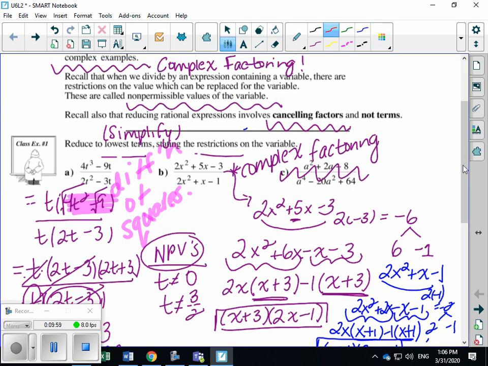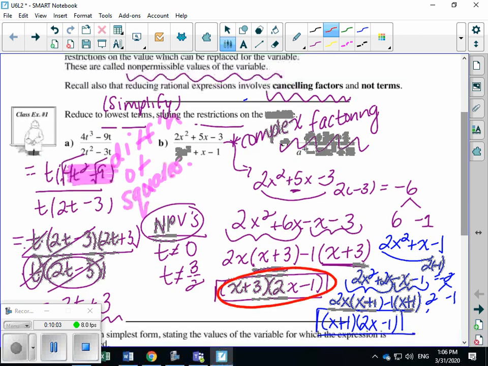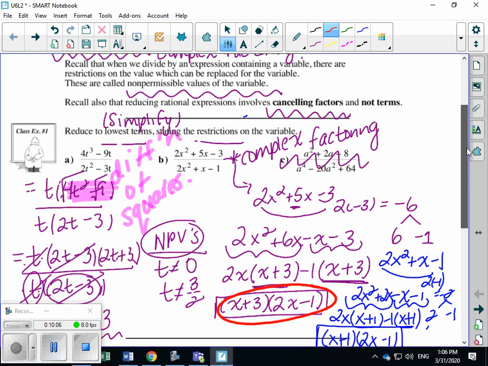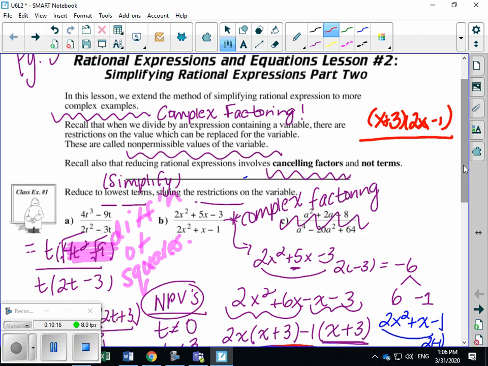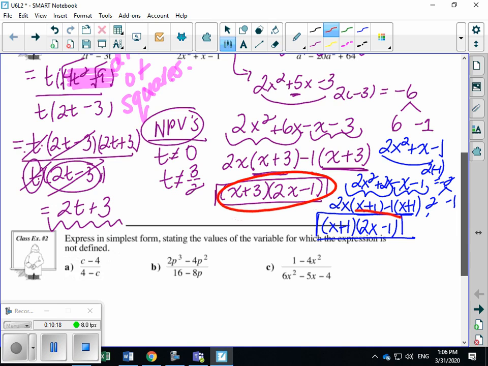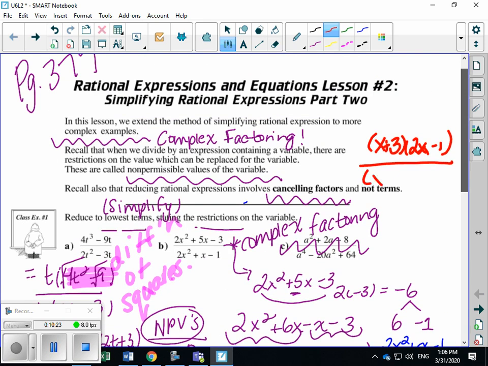Okay, so now if I just rewrite these, my numerator was from here, x plus 3 times 2x minus 1. So we're going to have x plus 3 times 2x minus 1, all divided by my denominator right here, which is x plus 1 times 2x minus 1.